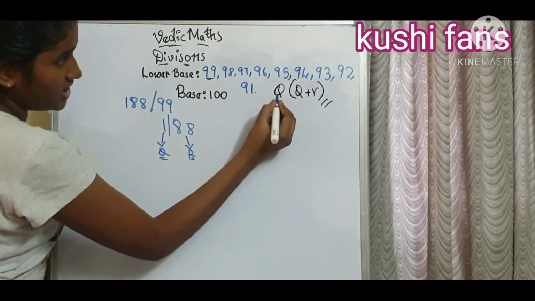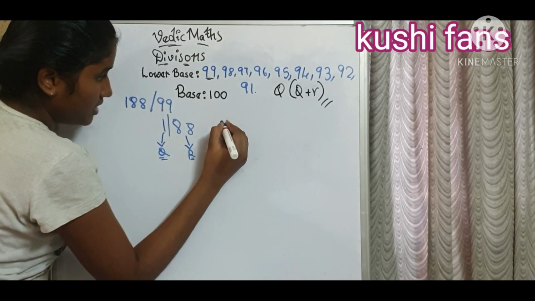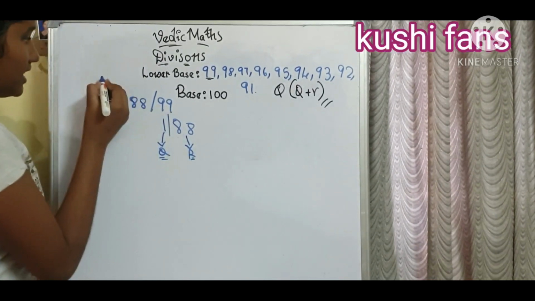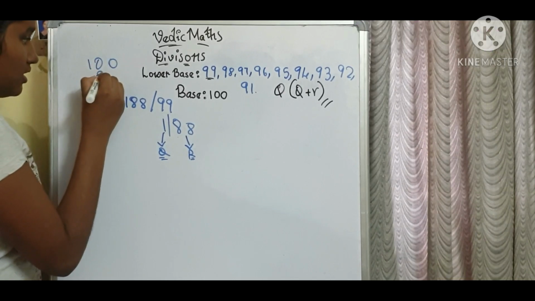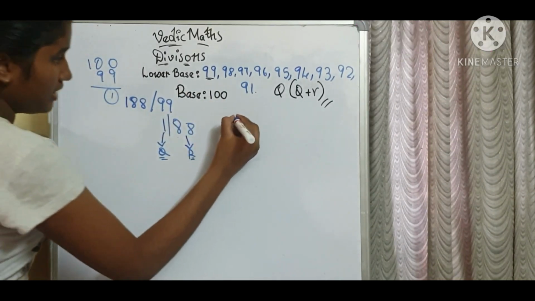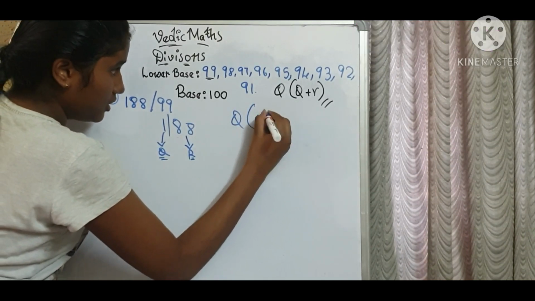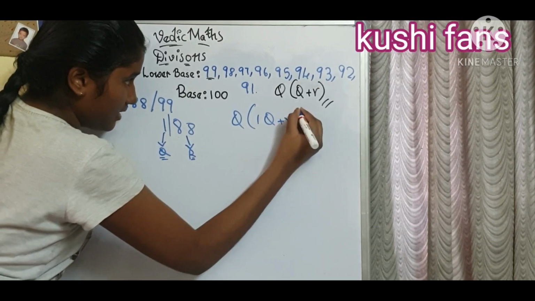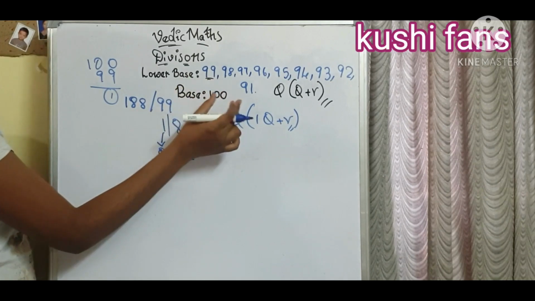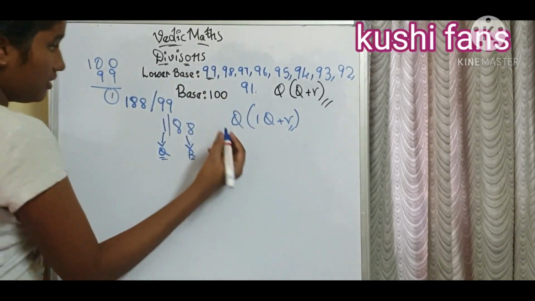Now we will go into the problem. First here Q is our 1. Here we got 100 minus 99, which is 1, right? Now we have to use it, that is 1 into Q plus R. This is the formula for 99, not for other numbers.